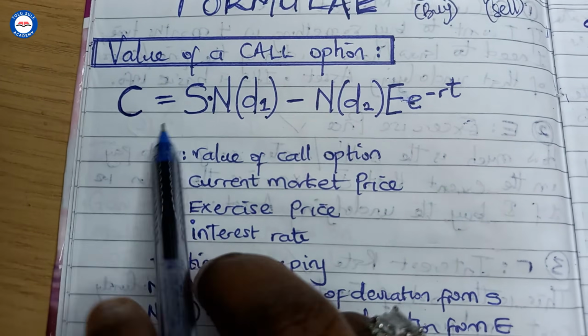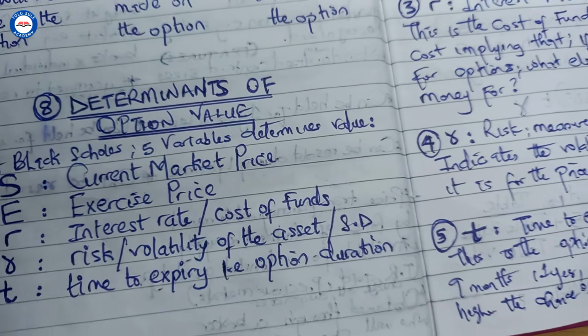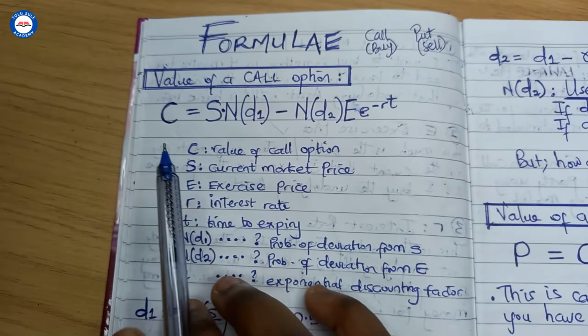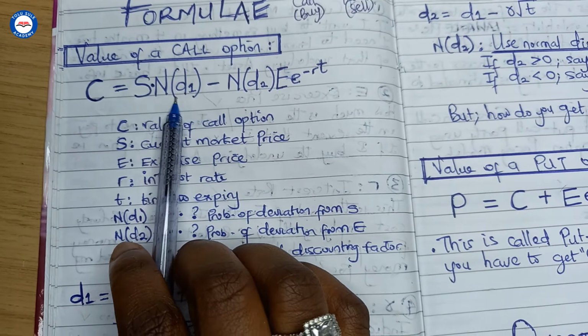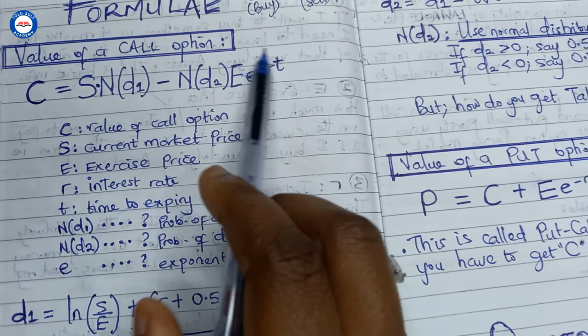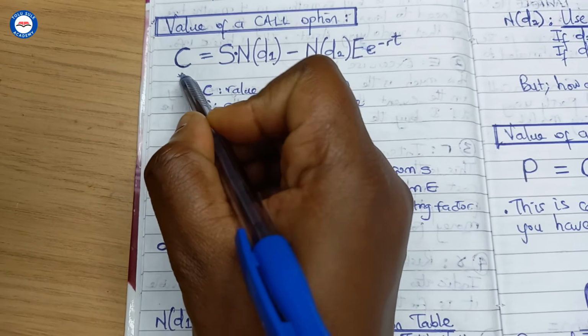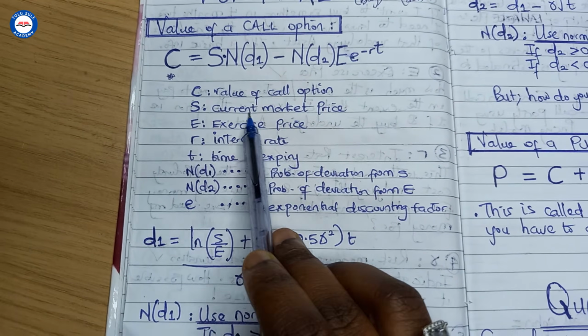Call option is equal to S. When you see S, what does it mean? Current market price. Remember, we've talked about it here. So S times ND1 minus ND2 multiplied by E multiplied by small e to the minus RT. Everything has a meaning. So C is the value of the call option. That's what we are looking for. That's the unknown.